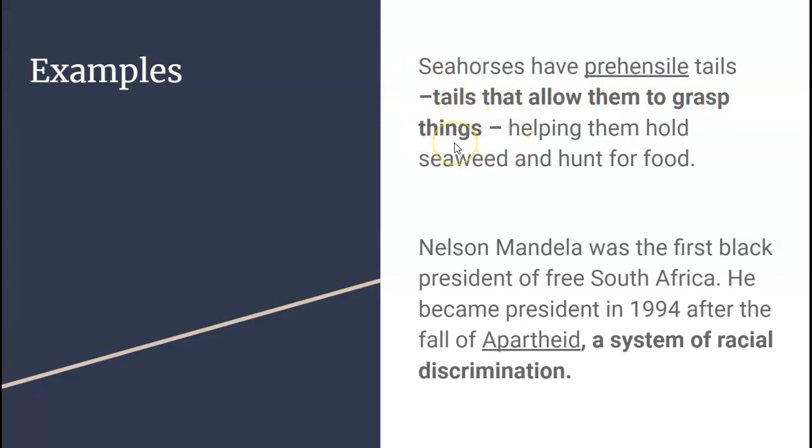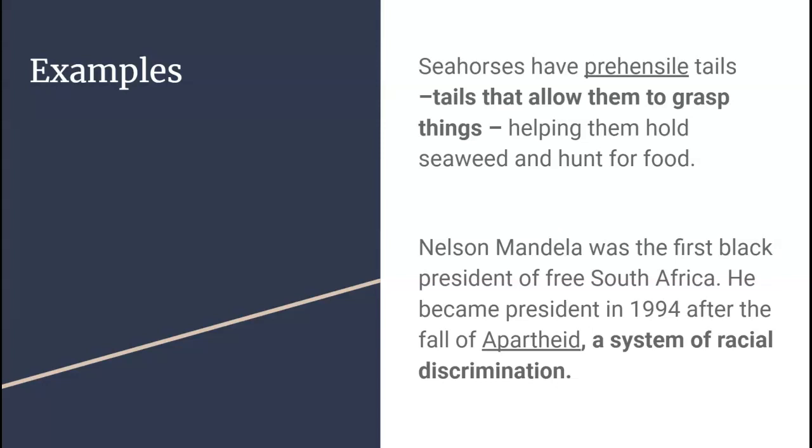So that was one of the key punctuation that we could look for if we're trying to figure out the meaning of an unknown word. If we see those dashes, that might be a good clue to us that that is the definition for that word. Another example says, "Nelson Mandela was the first black president of free South Africa. He became president in 1994 after the fall of apartheid, a system of racial discrimination."